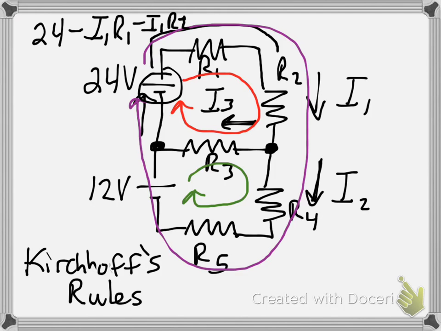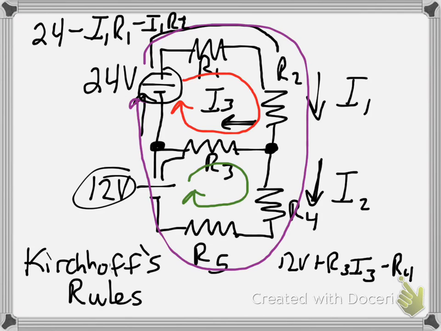And then if we go around the green loop here, if we start right here, we'll go 12 volts, and we'll go plus R3I3 minus R4I2 minus R5I2.